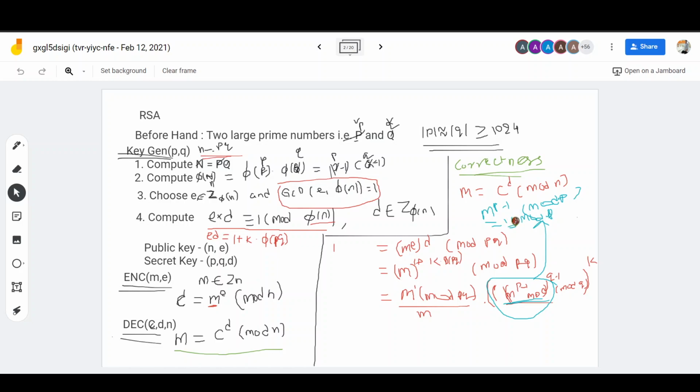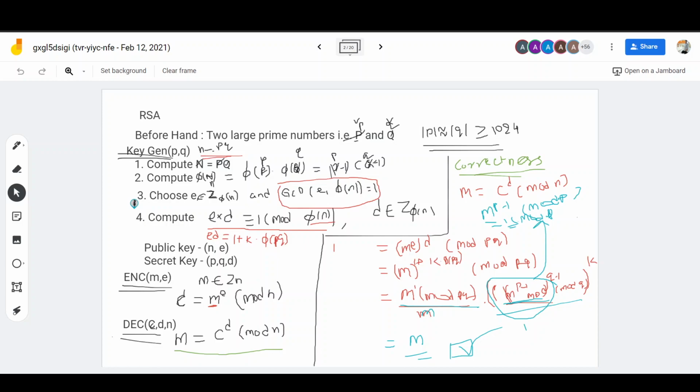So finally this one is going to be 1. If this is 1 to the power q minus 1 of mod q, then 1 to the power k is 1 only. That's why in the next step we can write that this whole equation is equal to 1, and this is equal to m. So m into 1 is m only. So the correctness of the algorithm is checked.